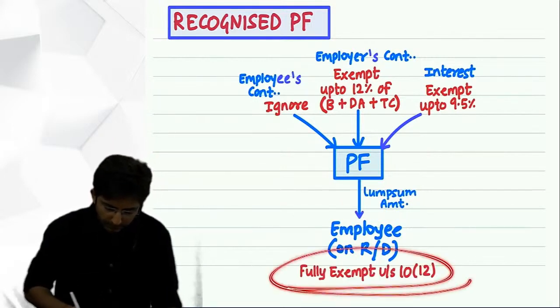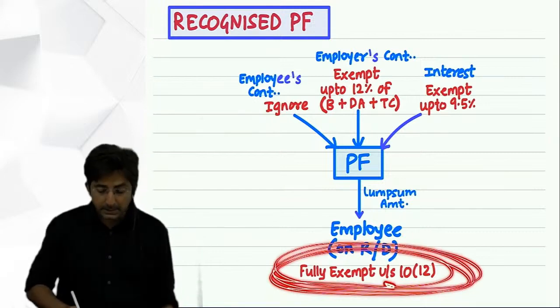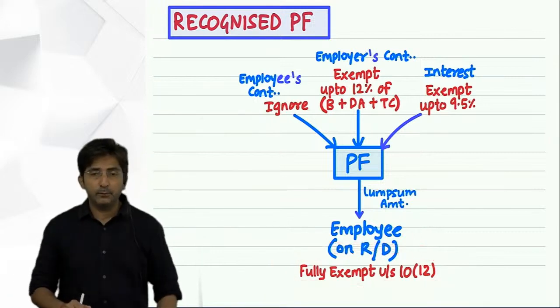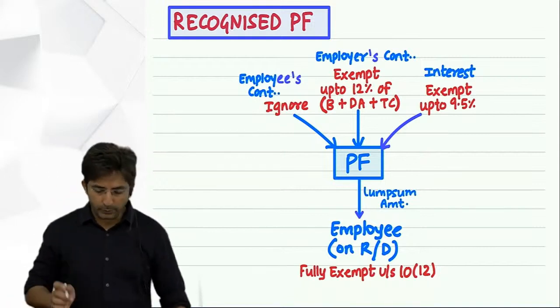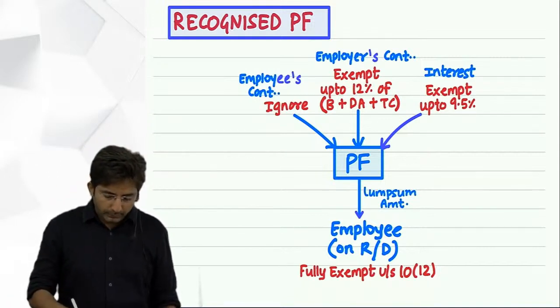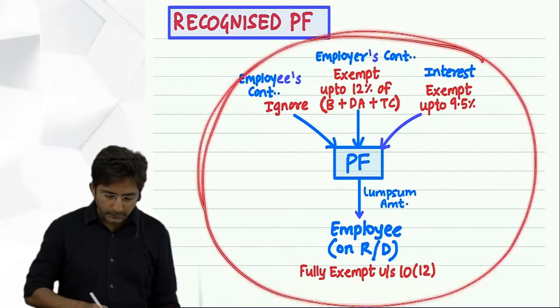Lump sum amount will become fully exempt under section 10(12). For SPF it was 10(11) and for RPF it is 10(12). It's fully exempt, okay? Now let me explain with an example how to solve this.